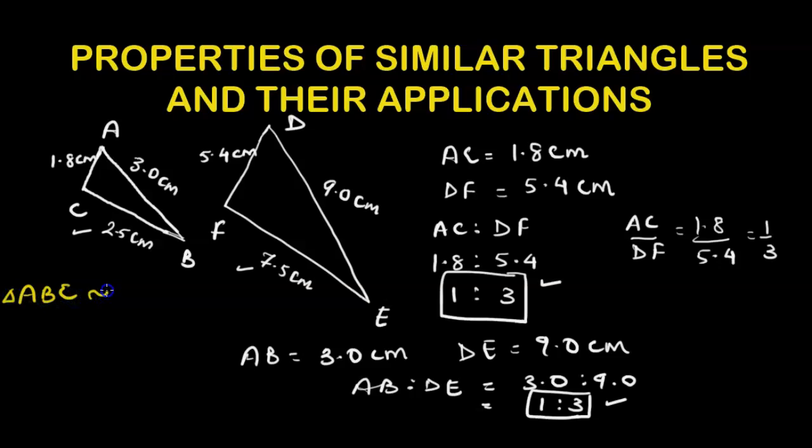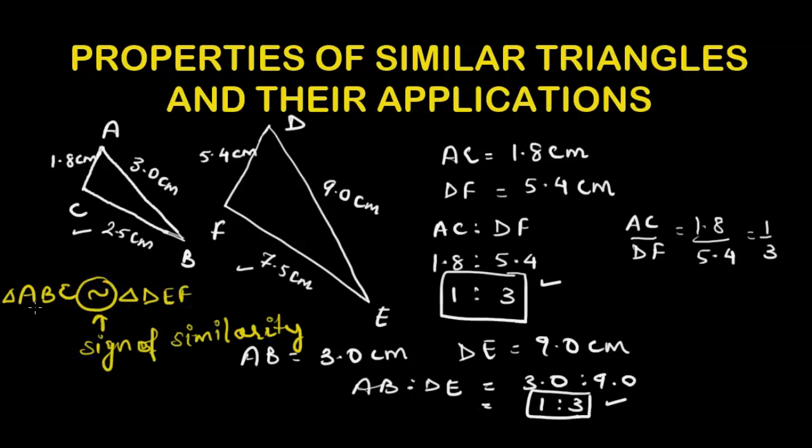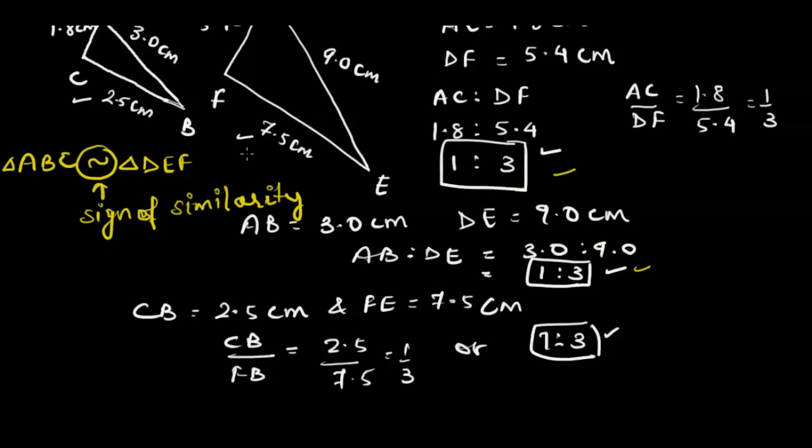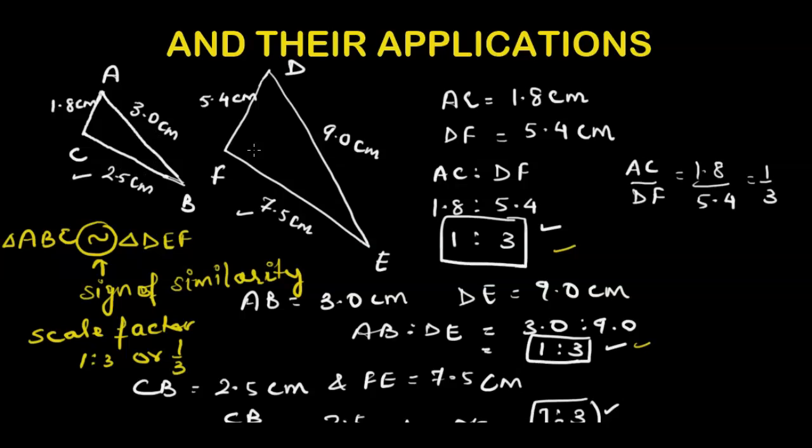Therefore, in this particular case, triangle ABC is similar to triangle DEF. This is the sign of similarity. We can put this sign between the two triangles once we are able to prove them similar to each other. And this equal ratio is also called the scale factor. In this example, the scale factor we got by dividing the side length of the smaller triangle by the side length of the bigger triangle is 1:3, or 1/3 is the scale factor. So this is how we prove two triangles similar when we are given the side lengths.